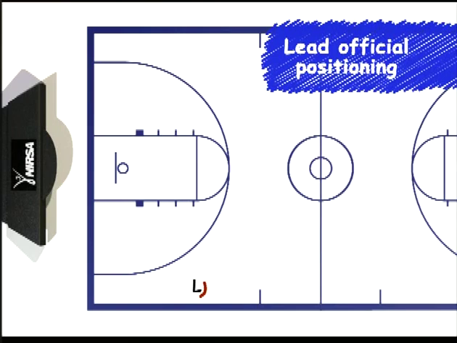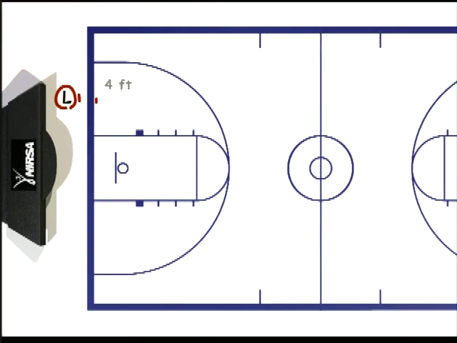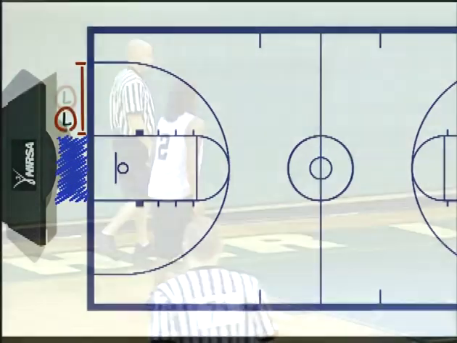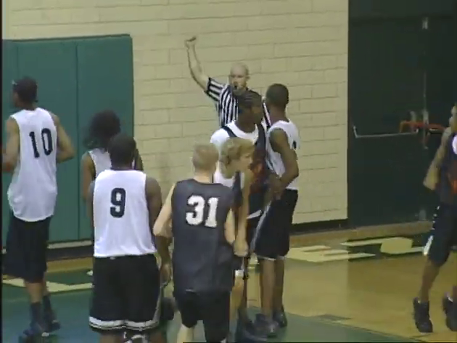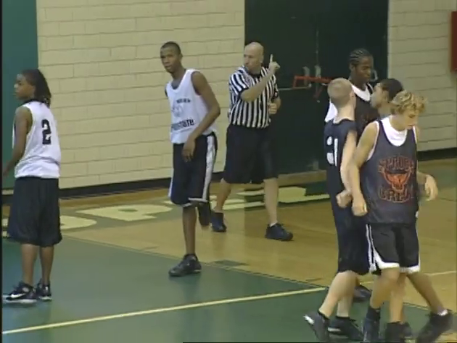The positioning of the lead official should be about 4 feet off the baseline and should initially begin at a midpoint between the nearest free throw lane line and the nearest three-point arc. The lead shouldn't be in the space between the two lane lines, but can move anywhere from the three-point line to the nearest lane line to get better angles on plays.